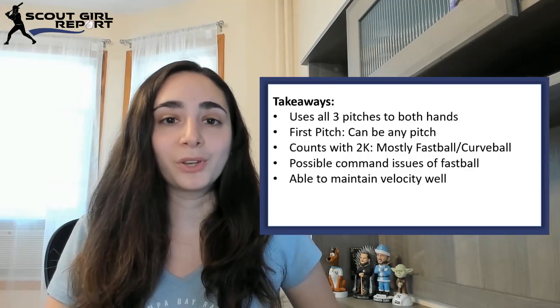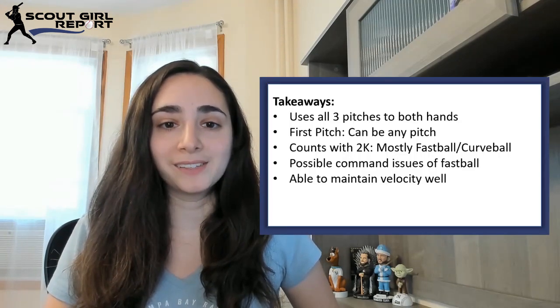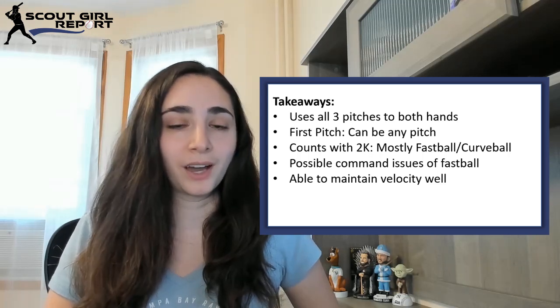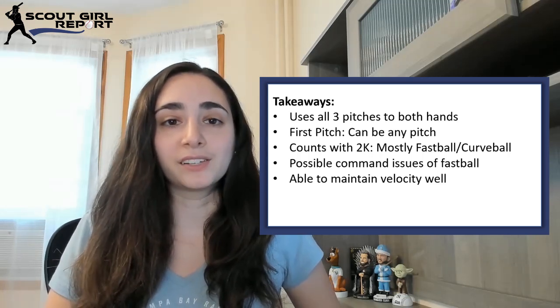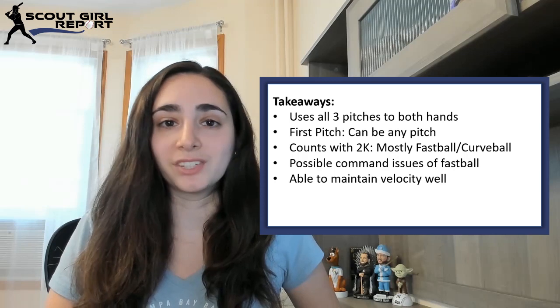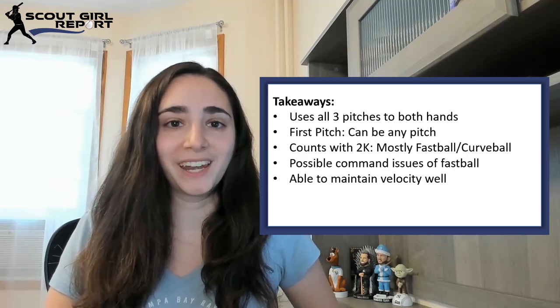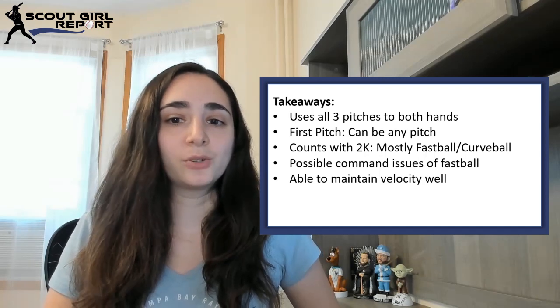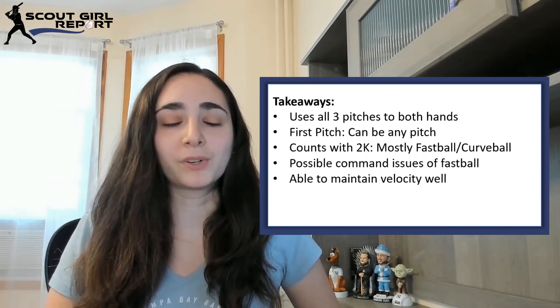So just some main takeaways that I noticed that I'm going to be watching moving forward. He felt comfortable using all 3 of his pitches to both hands. He feels comfortable starting an at-bat with any of his 3 main pitches, that four-seam, cutter, or curveball. He's not afraid to switch things up or throw any of his pitches in any situation, which is super exciting in my opinion, because he's not going to be very predictable. And then in 2-strike counts, he leans mostly on that four-seam and curveball.